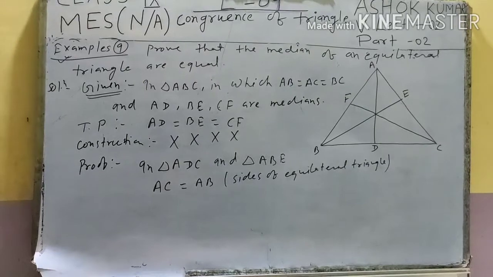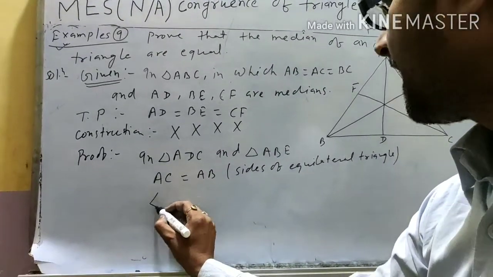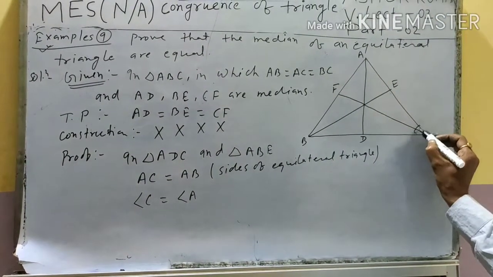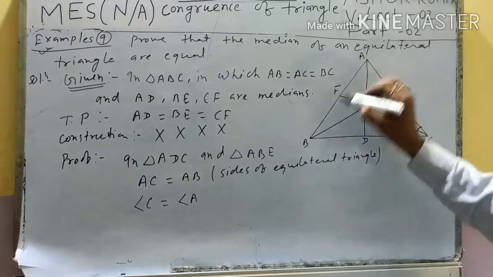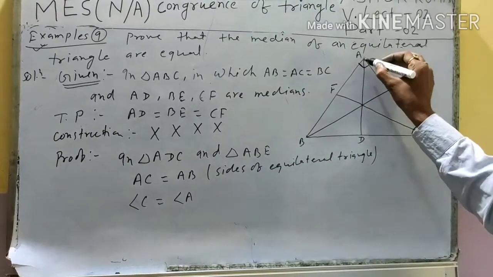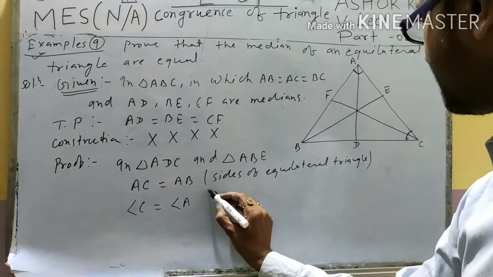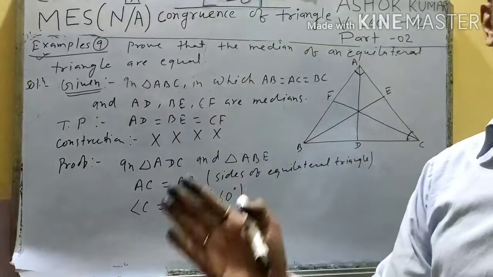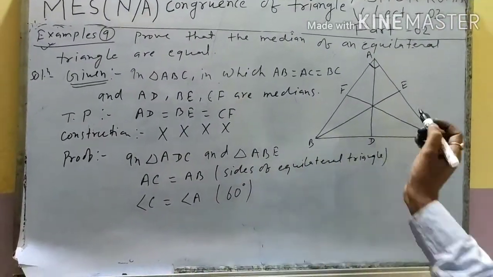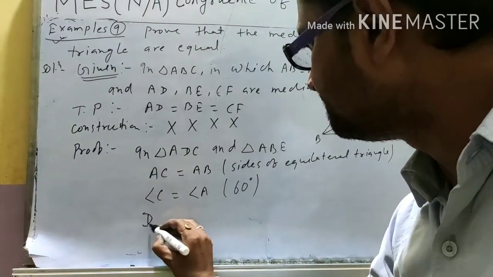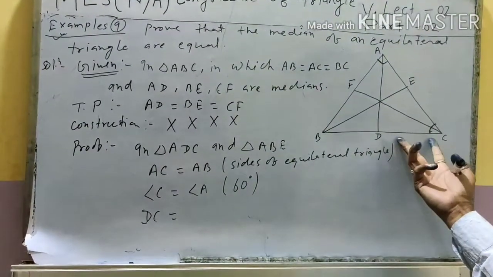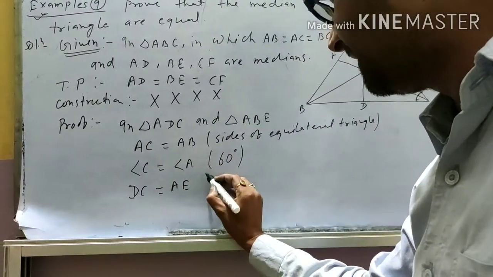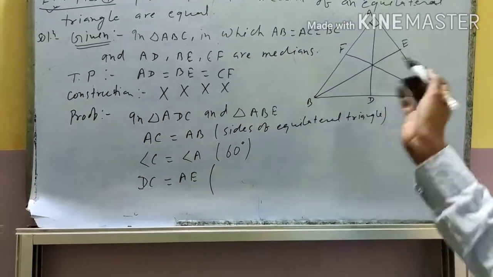First information. The second information is angle C is equal to angle A, because in triangle ADC we have angle C, and in triangle ABE we have angle A. Angle A is equal to angle C. The reason is 60 degrees. In an equilateral triangle all angles are 60 degrees. Second information. And the third information is DC is equal to AE. Here is also a reason. What is the reason?